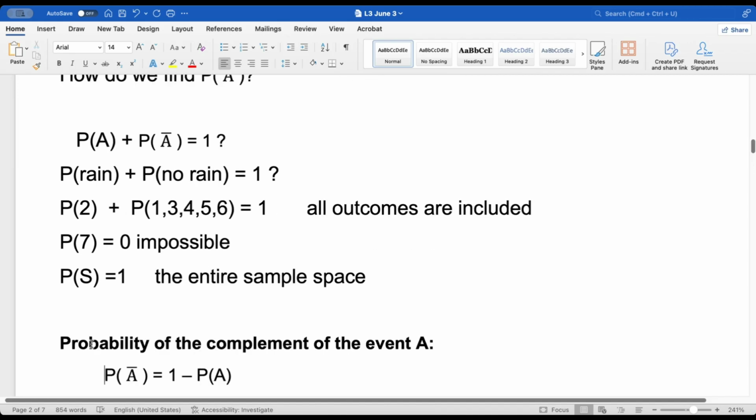So the complement formula here, by subtraction, we get the probability of A bar, A complement, is 1 minus the probability of A. It's the opposite calculation, 100%, one whole minus the probability of the event A.